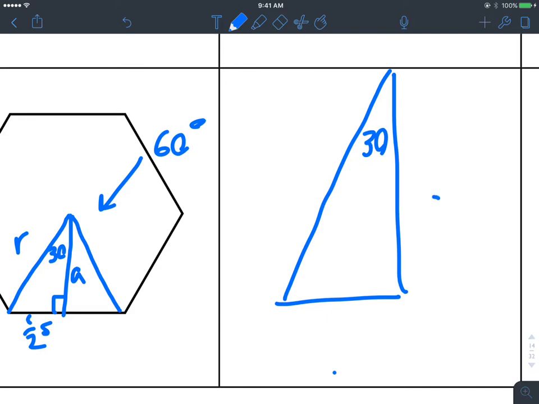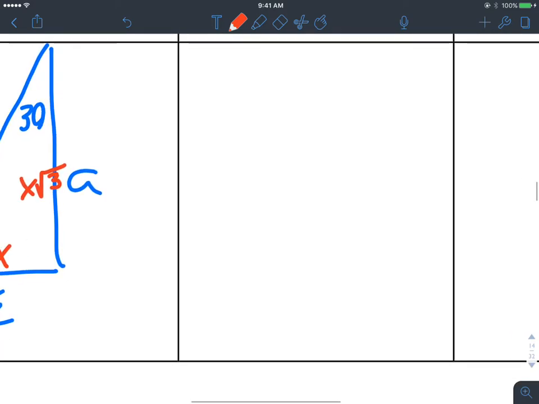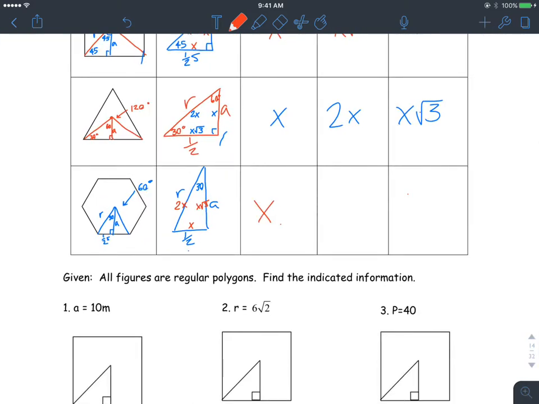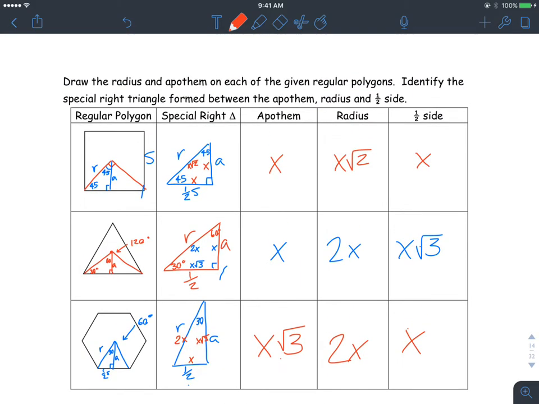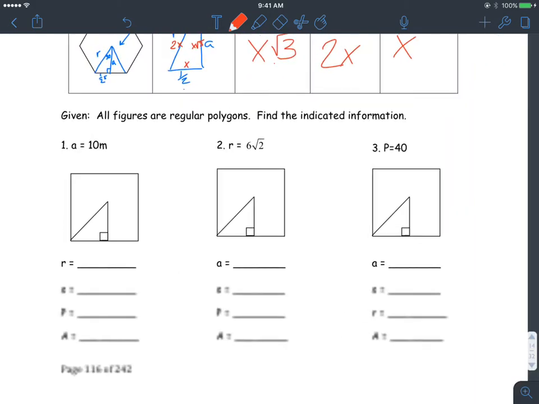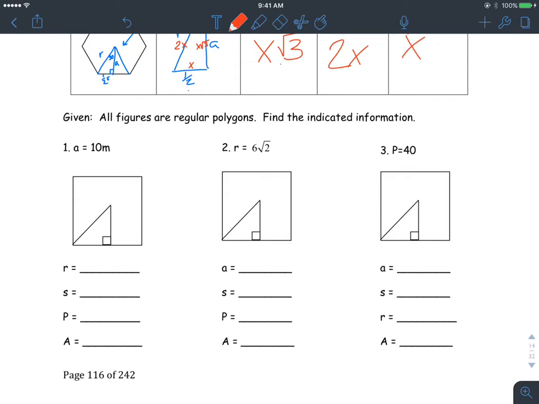So 30, A, R, here's your half side. So the ratios change just a little bit here. So we'll say that this side, the half side's the X, the apothem will be the X root 3, and then the 2X will be your hypotenuse. So it's like it's reversed. And there you go. So we use those ratios, and if we use those ratios, we can find the different pieces, like sometimes the radius, apothem, or whatever we need to do right there. All right, so that's kind of where it all comes from.